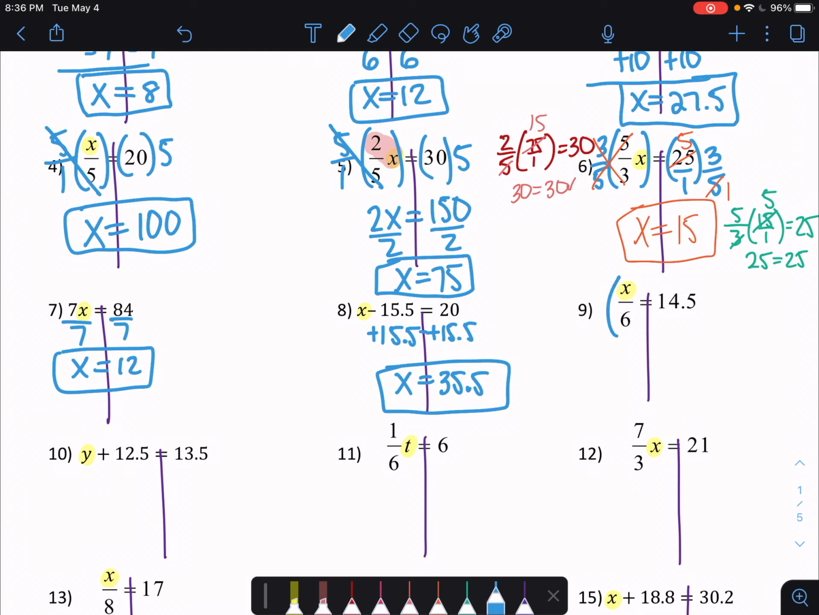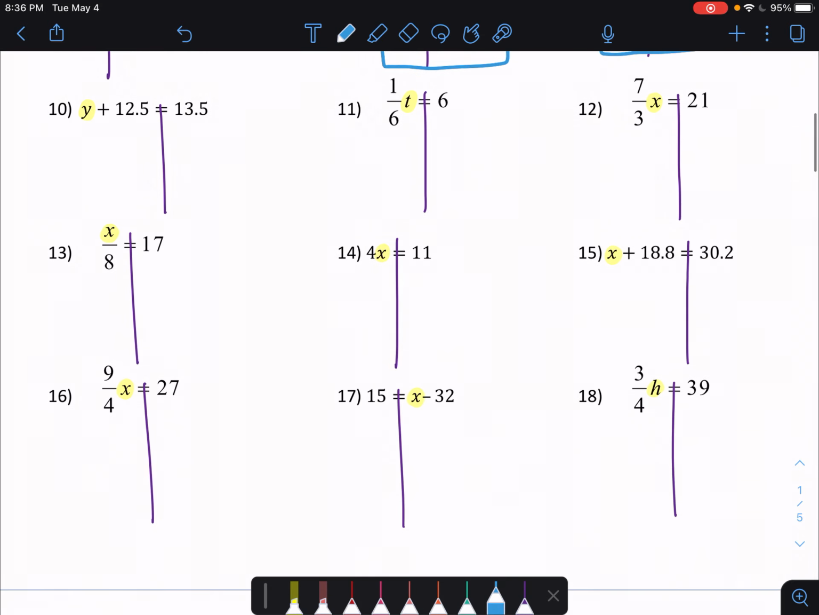For number 9, I'm going to multiply by 6. So I'm multiplying by the number that's in the denominator. And here I get x equals 87. And 87 divided by 6 is 14.5. For number 10, I'm going to subtract 12.5 from both sides, and I get y equals 1, and 1 plus 12.5 is 13.5.